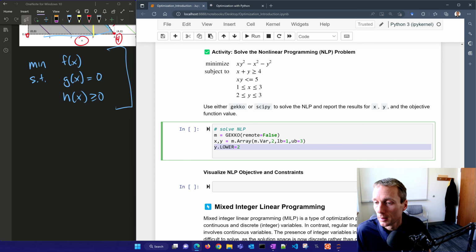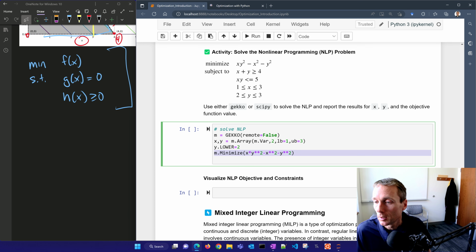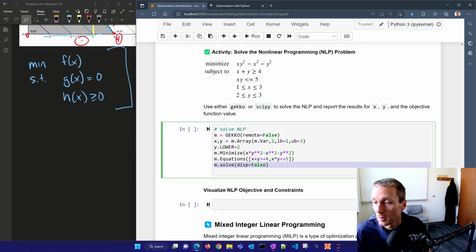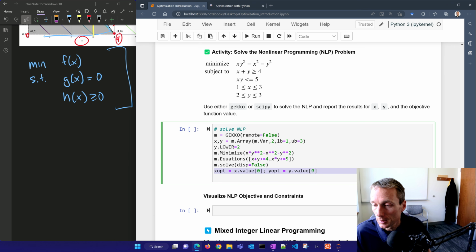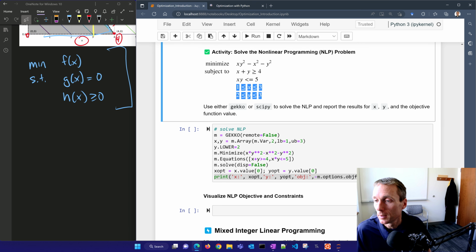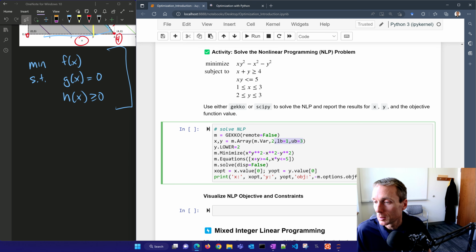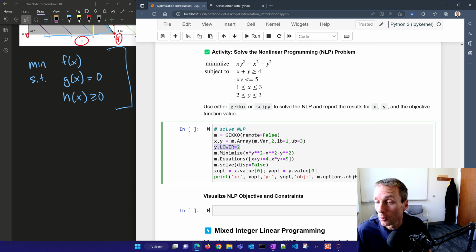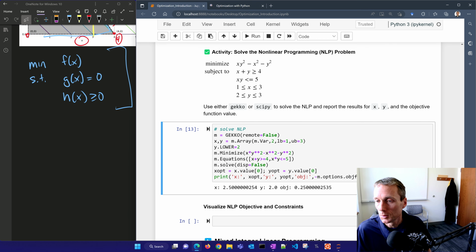I'll have x and y. I'll have a lower bound of 2. I want to minimize that objective function. There are my equations. And I'll also have display equals false, and then get my optimal values, and then print my solution. So you'll notice here I converted these into just simple bounds, when I defined it between 1 and 3, but this one was different. So I just changed the lower bound to 2. Okay, there's my optimal solution.